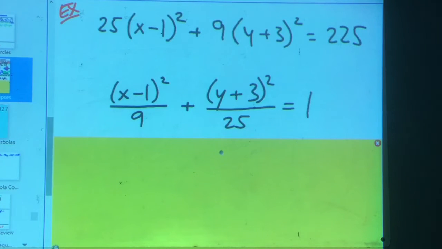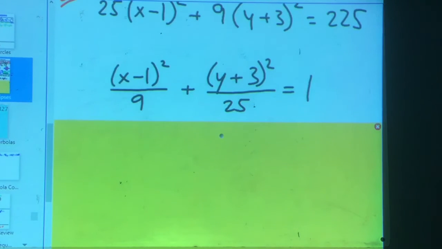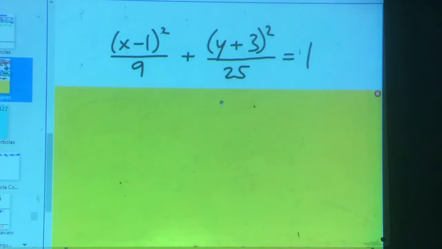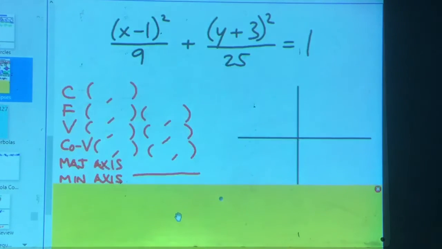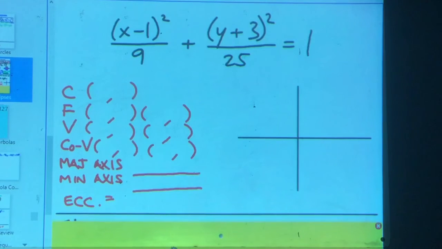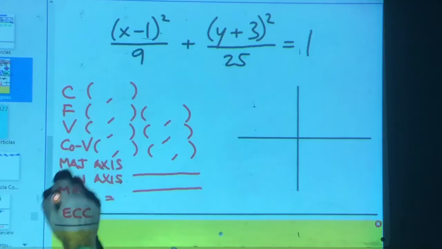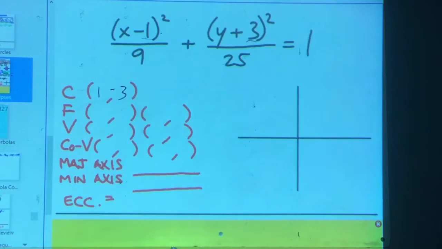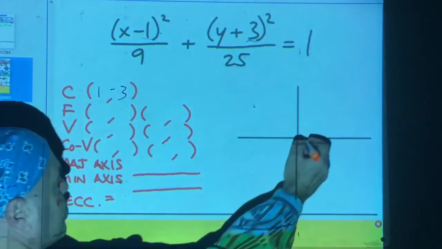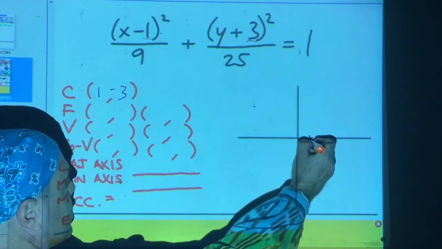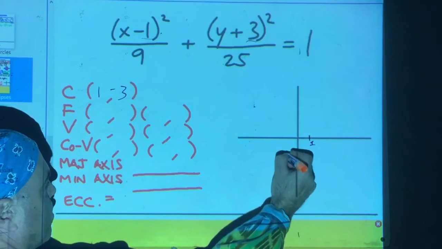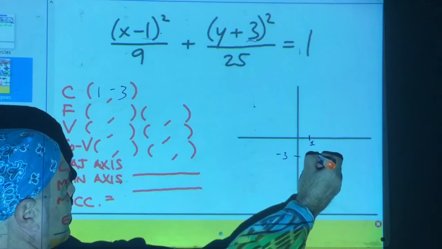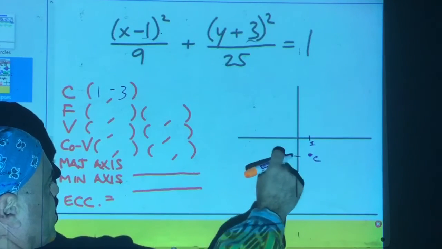Okay, so with that said, here we go. Starting with the center. We have 1 for H, and we see +3, so we write -3 for K. So put that on your picture, and be a good labeler. That is the center.